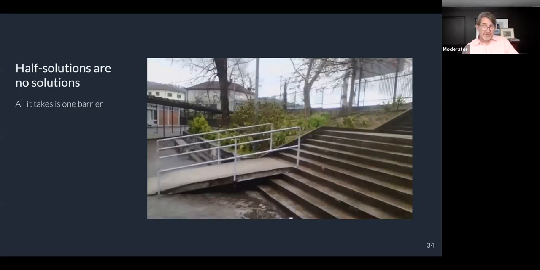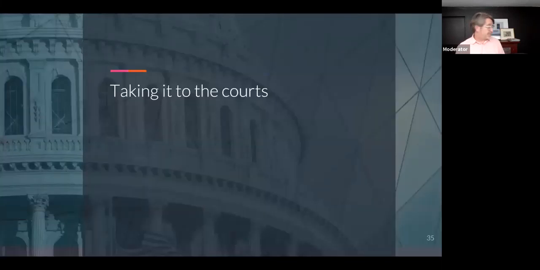But again, you could solve a certain portion of your accessibility issues, but unless you have a digital experience that's accessible from end to end, you're going to end up in a scenario like this, where you've got half a ramp to nowhere, and you've got an end product that's just as unusable as if you had taken no trouble with your accessibility efforts. So how does this happen in the courts? What sort of cases are there?